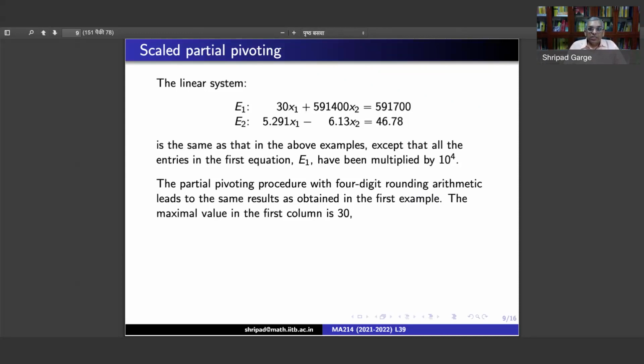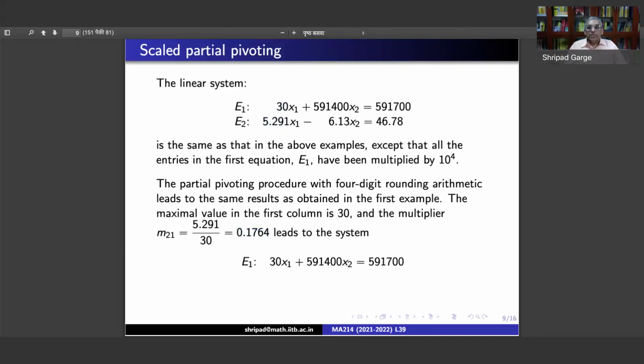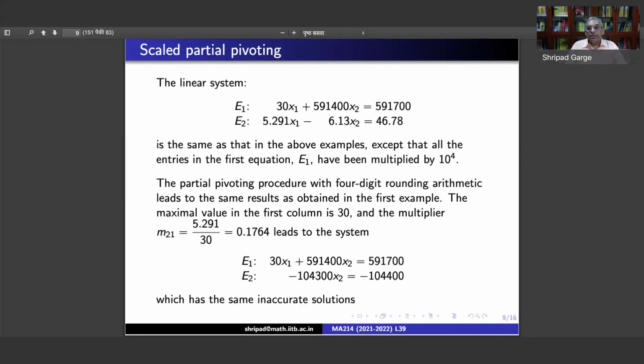We will look at the first column. Entries are 30 and 5.291. So 30 is of course the larger one among them. So look at the multiplier, which is 0.1764. This leads to the system. The first one doesn't change, and the second one becomes minus 104300 x2 approximately equal to minus 104400. It's the same system that we had obtained in the very first example, and therefore it has the same inaccurate solutions, which is x2 equal to 1.001 and x1 approximately equal to minus 10.